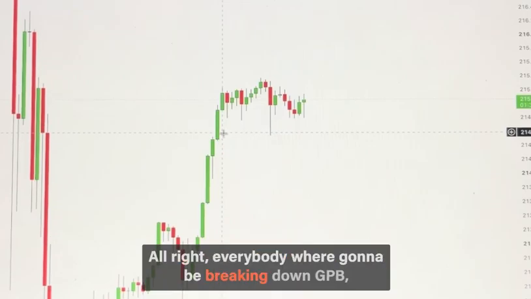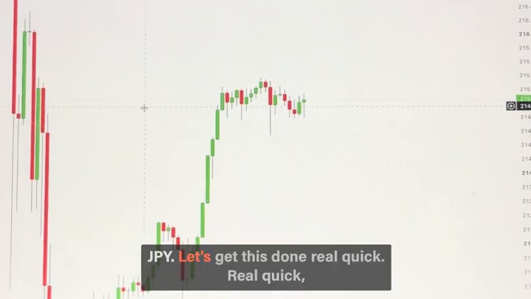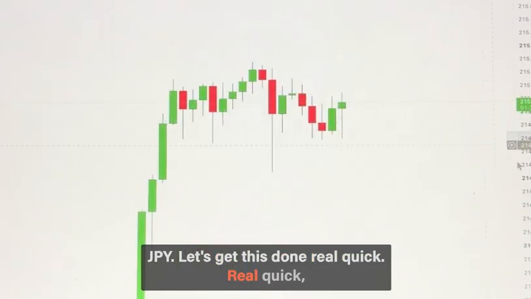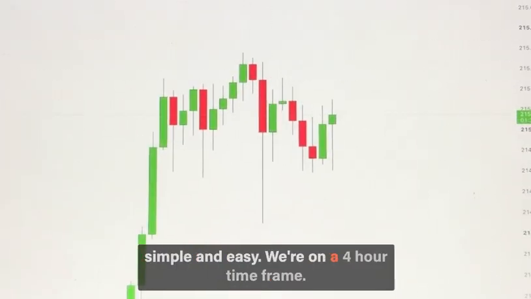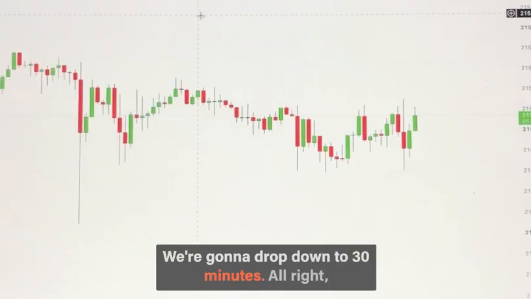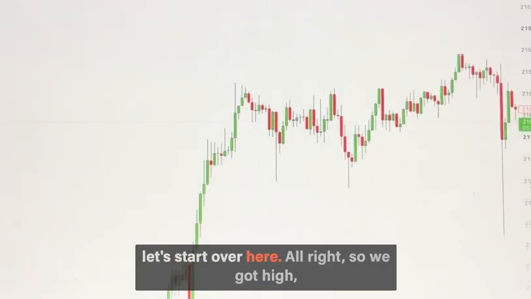Alright, everybody, we're gonna be breaking down GBPJPY. Let's get this done real quick, simple and easy. We're on the 4-hour time frame. We're gonna drop down to 30 minutes. Alright, let's start off with over here.